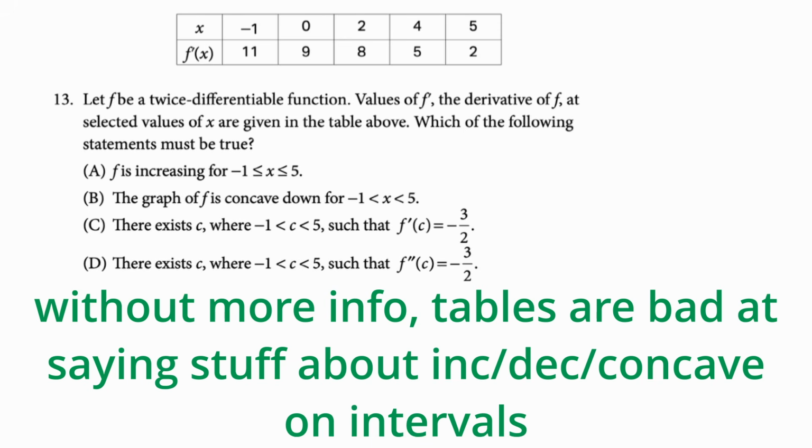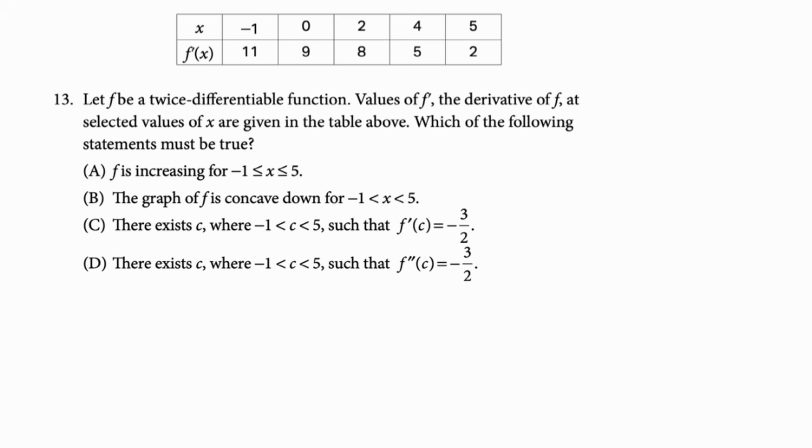In my experience, must be true problems are almost always IVT or MVT problems, because there's just not enough information otherwise. So let's take a look, for example, at A. f is increasing between -1 and 5. I mean, all those values are positive, but we don't know what's going on at like -0.5 or 2.6. So it's not enough information.